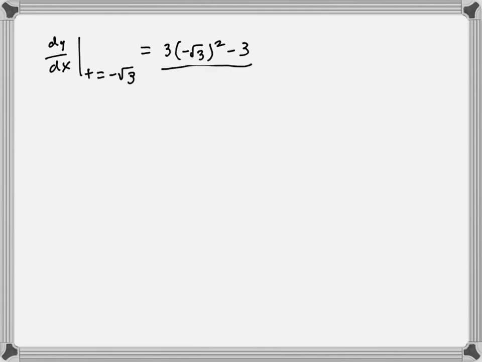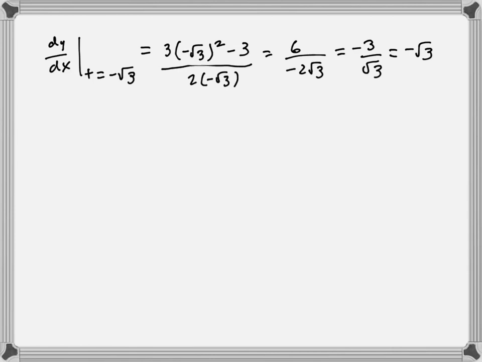Over 2 times. So what do we get here? Let's see, 3 times 3 is 9, minus 3 is 6 on the top, and on the bottom we get negative 2 root 3, which is negative 3 over root 3, which is negative root 3, right? Anything divided by its radical just gives you the radical.